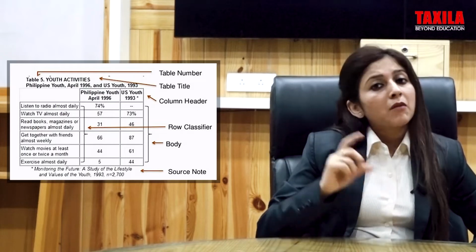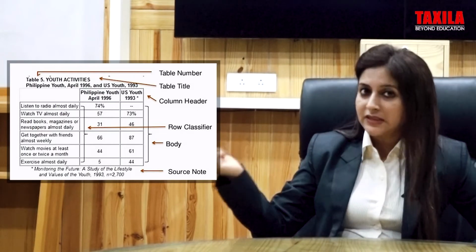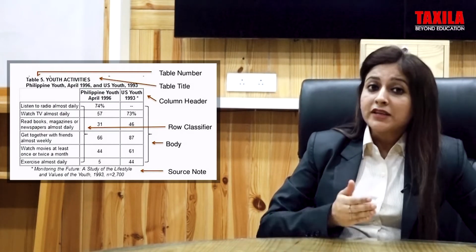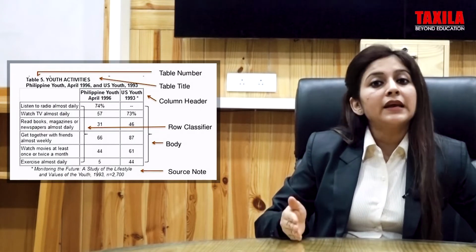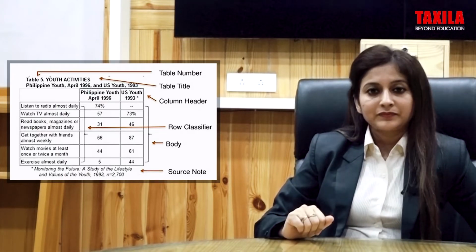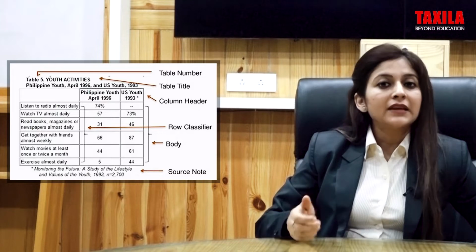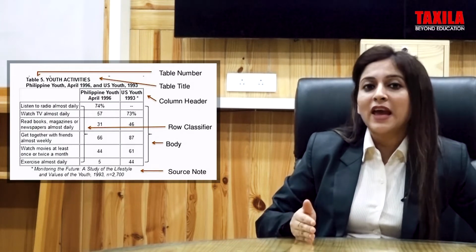Next comes body or field of the table. The body of the table is the content of the table in its entirety. Each item in a body is known as cell.